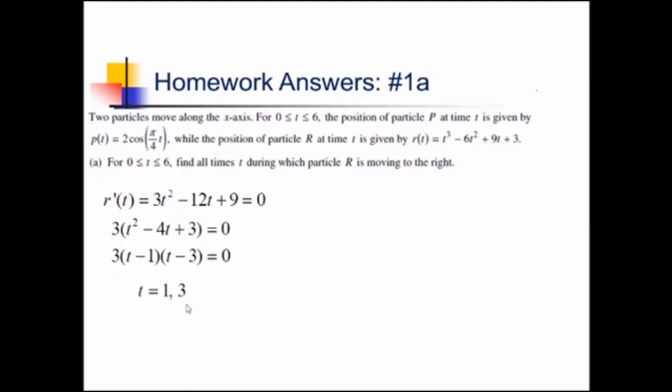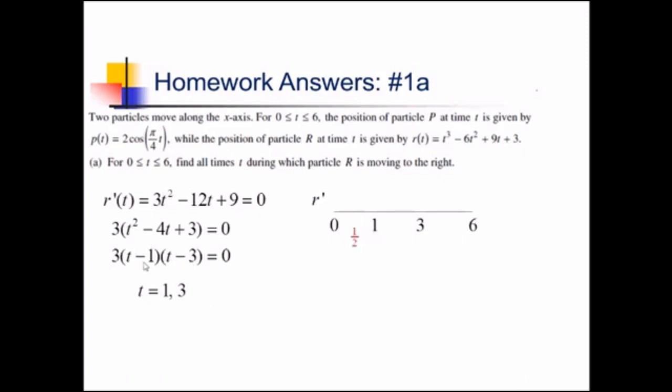Now significantly, both of these are on the interval from 0 to 6. So that's potentially two places this particle's turning around that we care about. All right, let's do a little sign analysis. So we have 0, and this is r prime we're analyzing here. We have the critical values 1 and 3, and the other endpoint of 6. So I'll test out something on each of these intervals. 1/2 is a good thing to test out between 0 and 1.